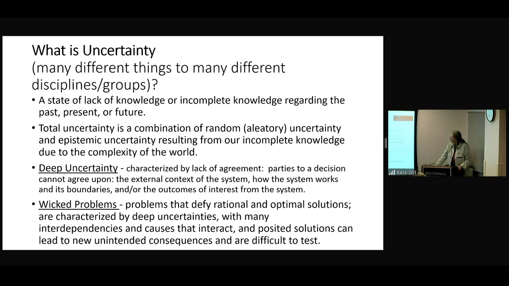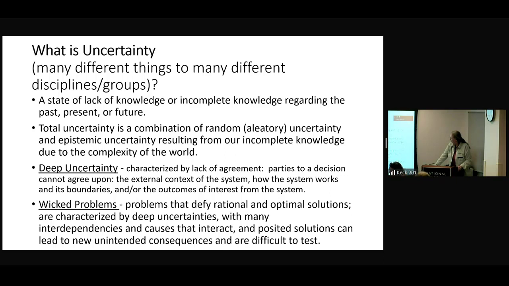There are other ideas associated with this, such as deep uncertainty, which is, as the name implies, characterized by a lack of agreement. Parties to a decision cannot agree upon the external context of the system, how the system works and its boundaries, and/or the outcomes of interest from the system. And I think deep uncertainty is quite rife in the issue of climate change.